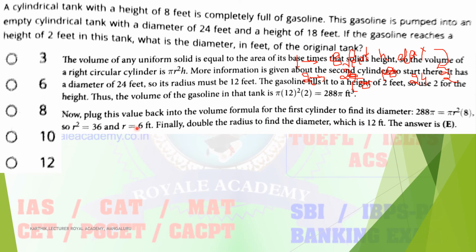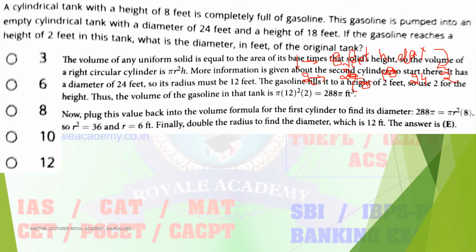Okay, then you have to find the volume of the first tank. It is pi r square into h. H we know, it is 8 feet, but the radius we don't know, so we have to determine it by equating both answers. So 288 into pi is equal to pi r square into h, where h is 8 feet, completely full of gasoline. While solving this you will get r as 6 feet, but we have to determine the diameter, which is 2r. So the diameter is 12. So option E is the correct answer.